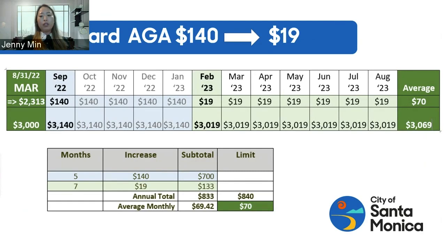Come February, the adjusted general adjustment would be 0.8% or a cap of $19. This will make the new MAR starting February $3,019. When we average out the rent in the course of the year, it comes out to $3,069, which averages out to 3% or $70 average. Next slide.